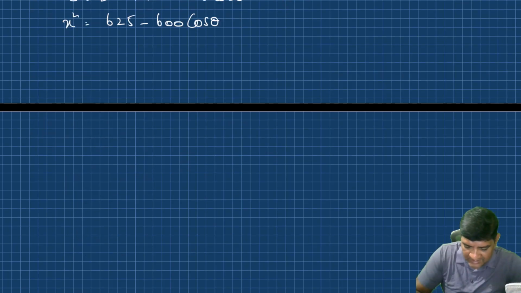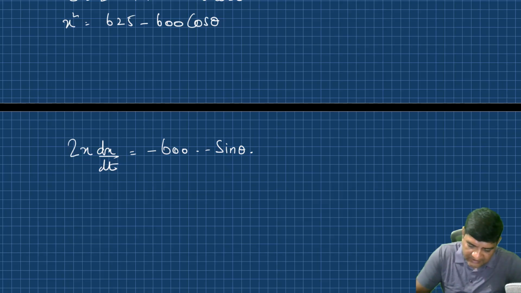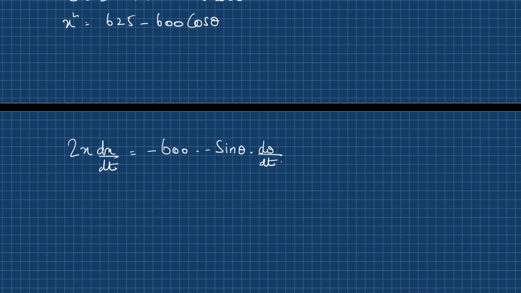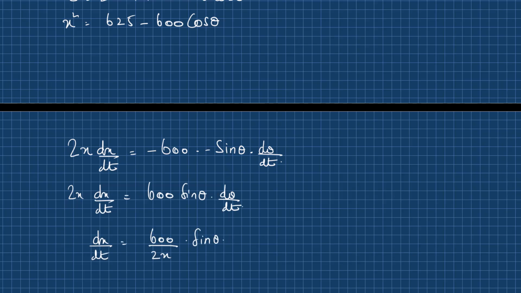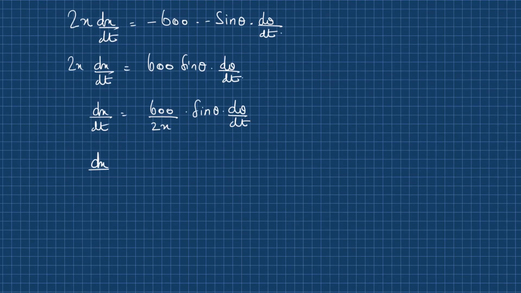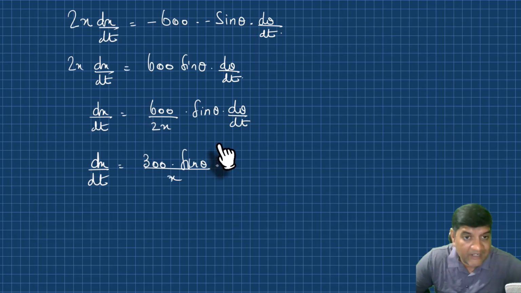So when I differentiate that, I'm going to have 2x into dx by dt. I'm differentiating with respect to t. So this is minus 600 into minus sine theta. This is not a t, this is a theta, and therefore I'm going to differentiate that with respect to t. Divided by x, d theta by dt.